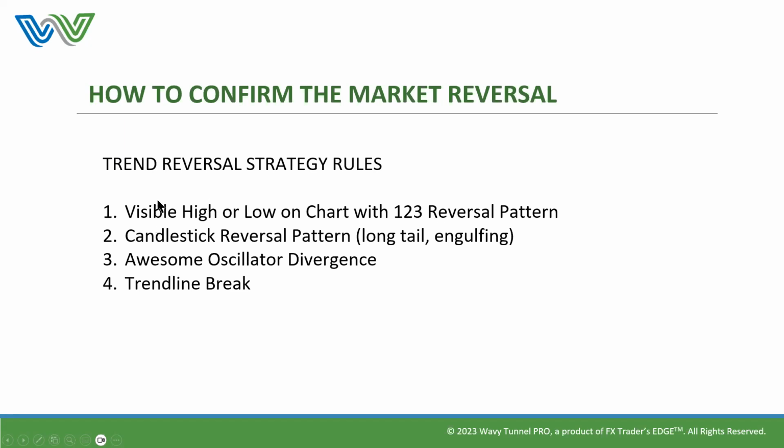These are the trend reversal strategy rules. You have a visible high or a low on a chart. You're looking for a 1, 2, 3 reversal pattern because you don't want to buck the trend. You want to wait for confirmation. I'll show you some examples. You can also look for a candlestick reversal pattern, a long tail or an engulfing candle. We talked about awesome oscillator divergence, and you want to see a trend line break. With our tools, with our system, we have automatic trend line breaks, which really comes in handy. It's really great.